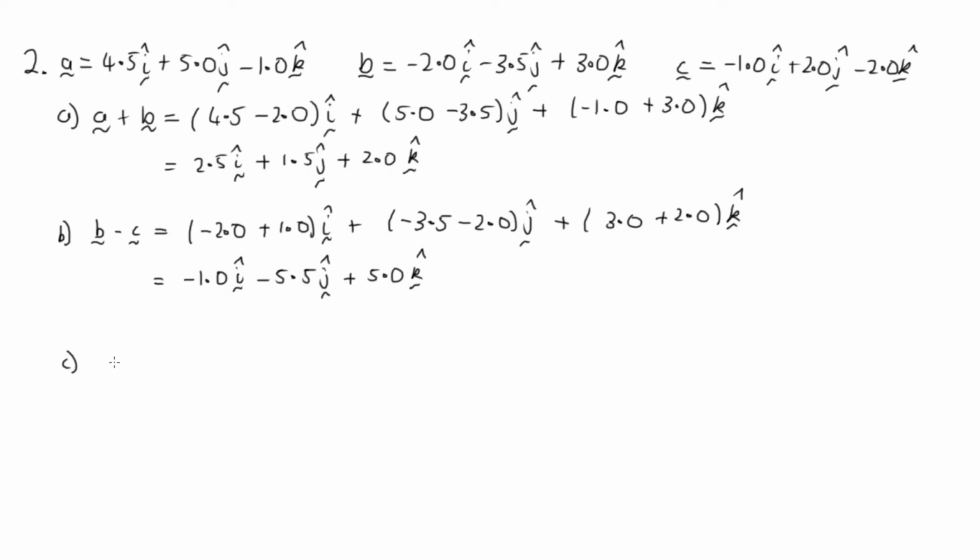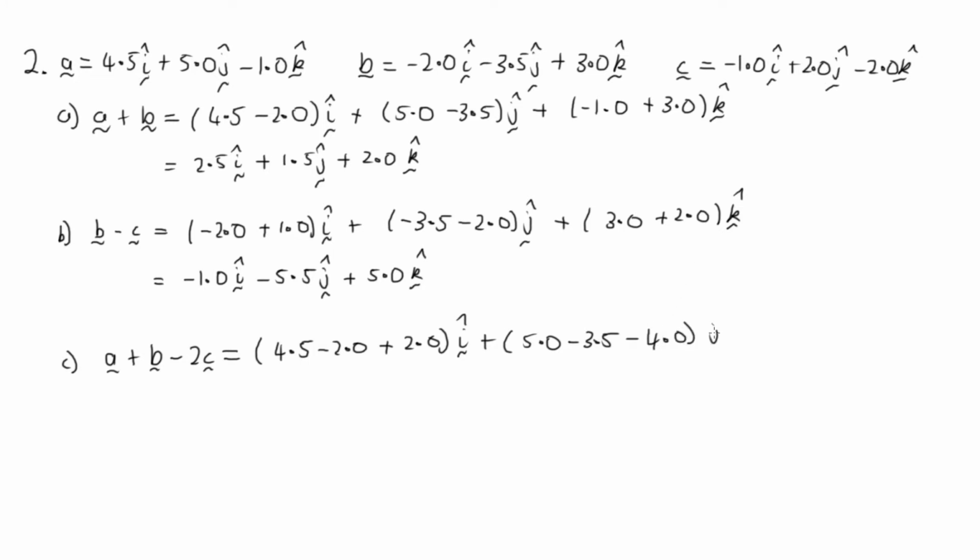Now in part C, we're asked to find A plus B minus 2C. So again, we just do it component by component. So A in the i direction is 4.5. B in the i direction is minus 2.0, and then we've got minus 2C. So we want to do minus 2 times minus 1, which gives us plus 2. That's in the i direction. In the j direction, we've got 5 minus 3.5. Now minus 2 times 2 gives us minus 4.0. That's in the j direction.